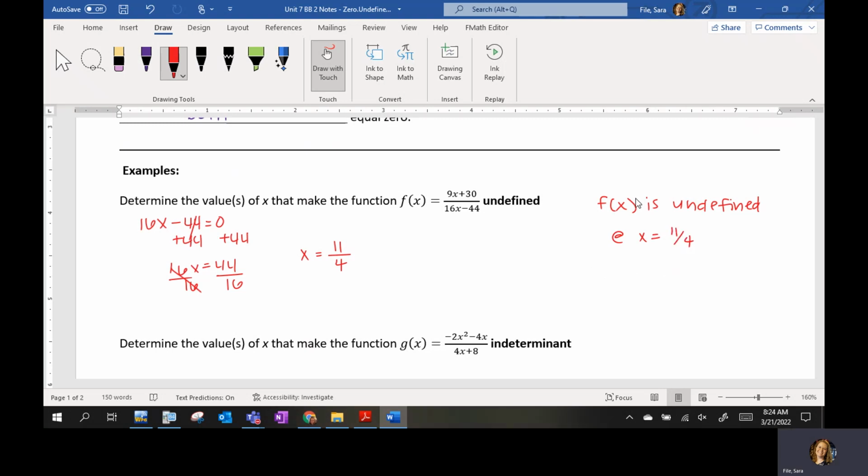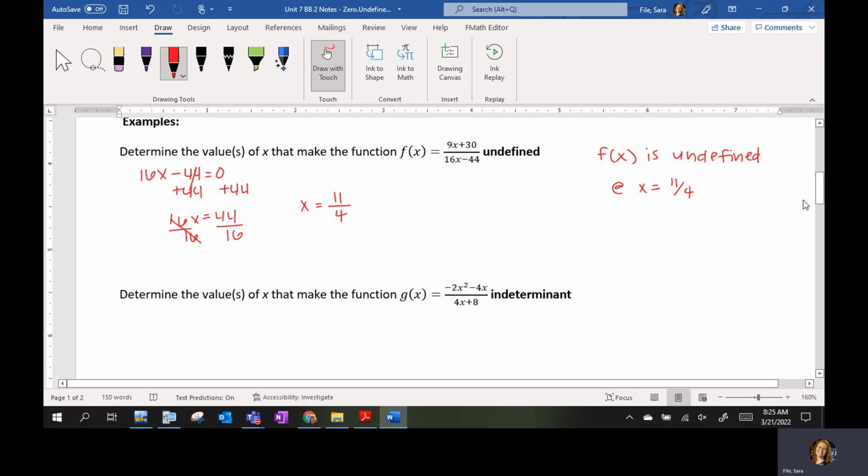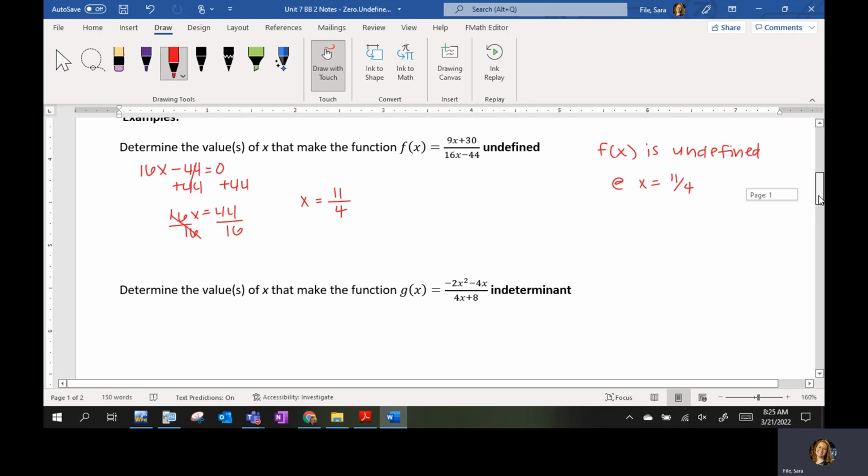Okay, and we're going to get in a minute into what does that mean for the function? What does that mean for the graph? Okay, but let's try this one first. Okay, so new function, g of x, negative 2x squared minus 4x over 4x plus 8. What values of x will make this indeterminate? Okay, so to be indeterminate, what has to happen?